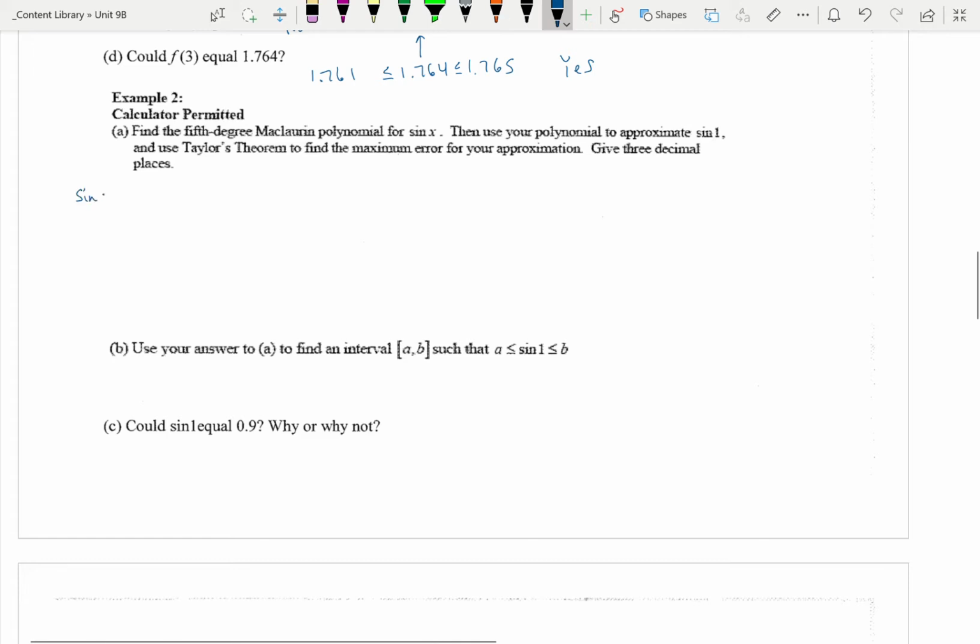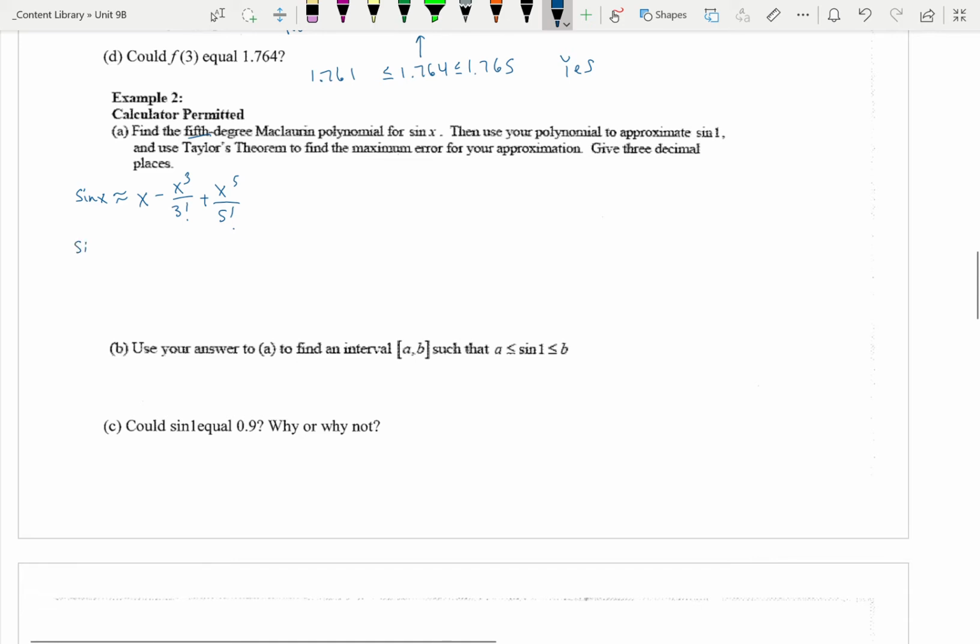The sine of x function can be approximated using the Taylor polynomial expansion that, when we did all the derivatives, we saw worked out to be x minus x cubed over 3 factorial plus x to the fifth over 5 factorial, and so on. Now I'll stop there because it says the fifth degree. Okay, so it says then use your polynomial to approximate sine of 1.